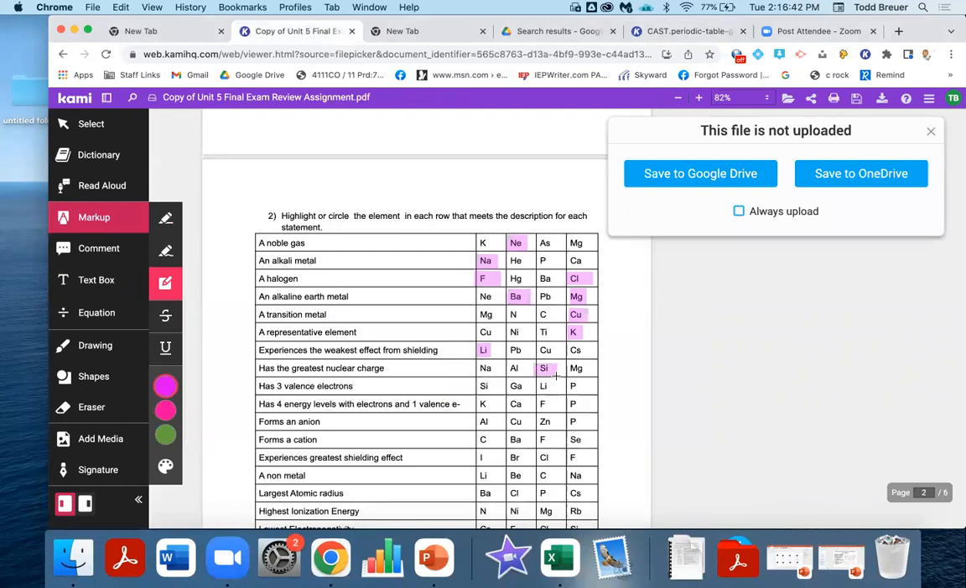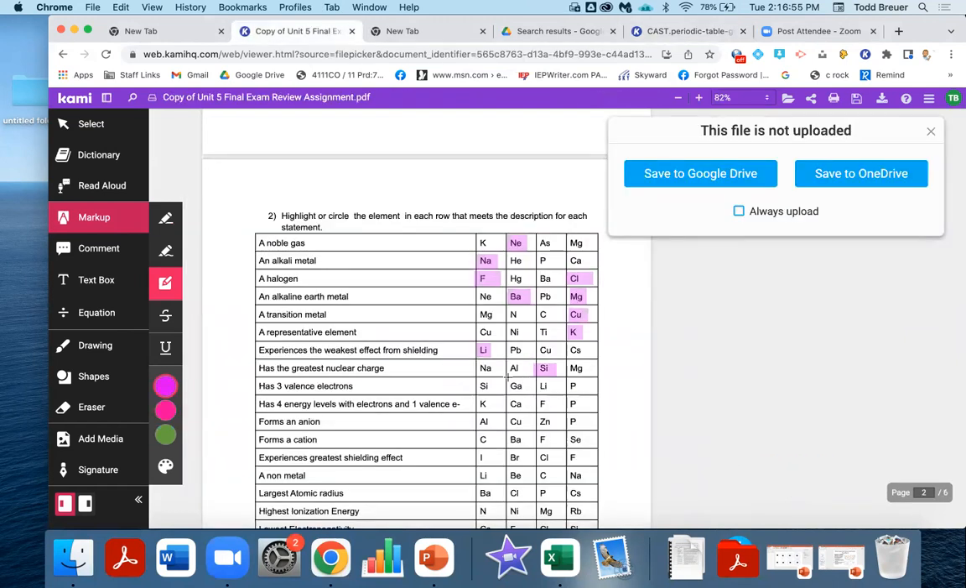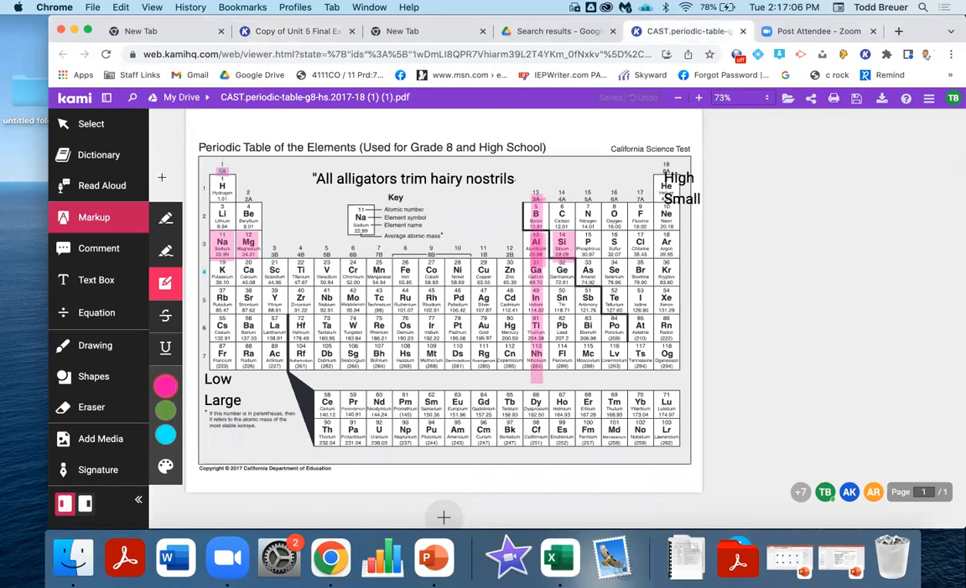So we'll highlight silicon. Which has 3 valence electrons? We'll go to the periodic table. Anything in group 3A, right? This region right here, something in there would have to have 3 valence electrons. So gallium is a member of that group. Which has 4 energy levels with electrons and 1 valence electron? A couple things we can look for to answer that one. So let's clean the table up a little bit.